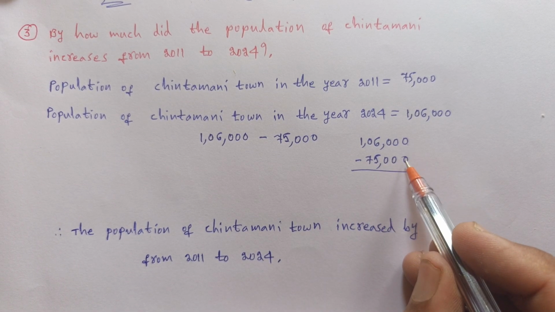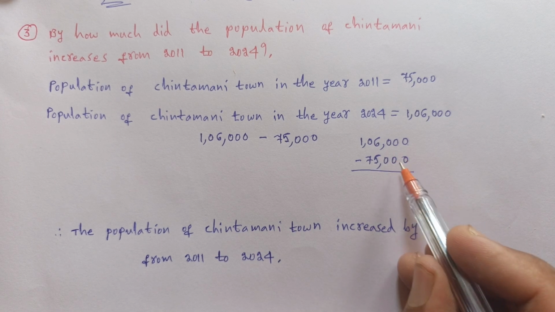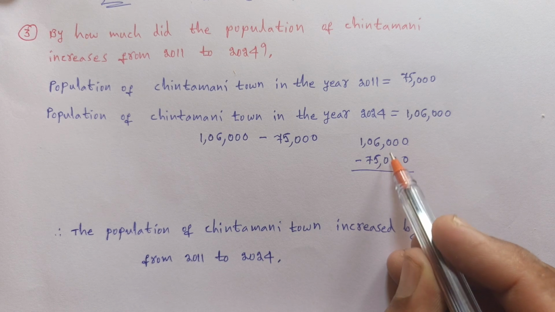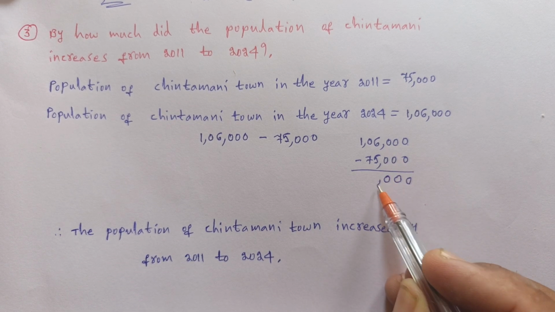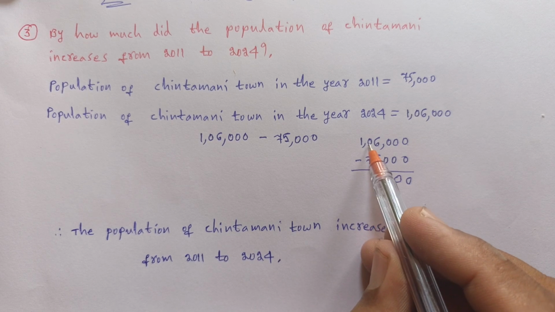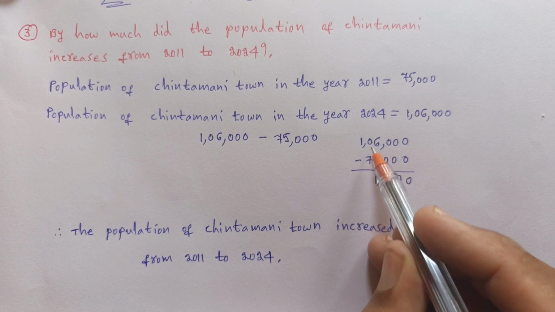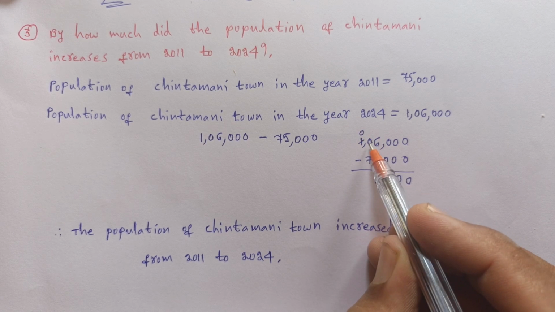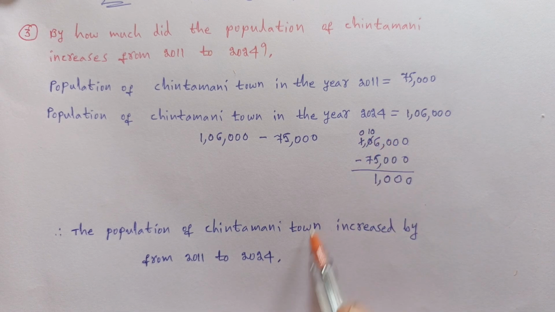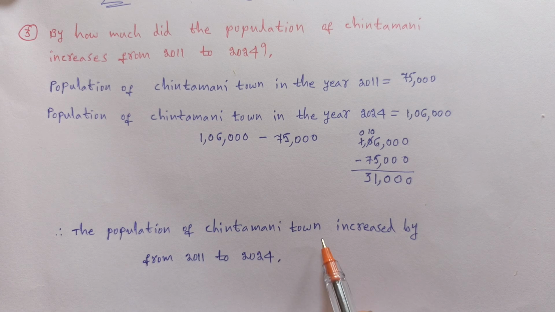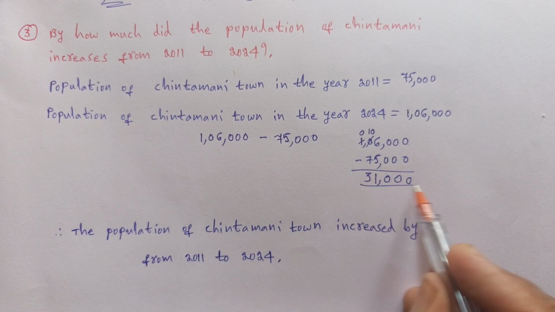So here also in ones place 0 minus 0 is 0, tens place also 0 minus 0 is 0, and hundreds place also 0 minus 0, and in thousands place 6 minus 5, that is 1, and here from 0 we cannot subtract 7 in the 10,000 place, so it will take a borrow. So this 1 becomes 0 in the 1 lakh place, and 0 becomes 10 in the 10,000 place. So 10 minus 7 is how much? 3. So the answer is 31,000 here.